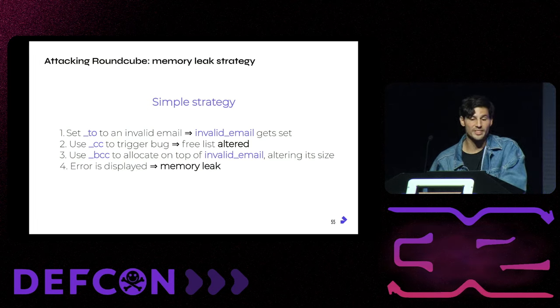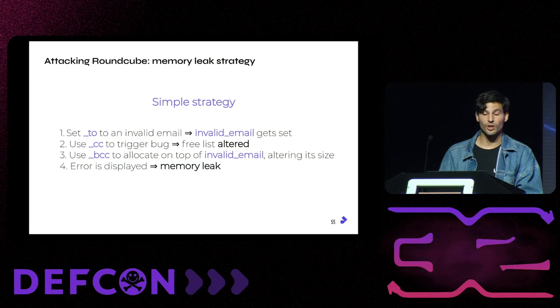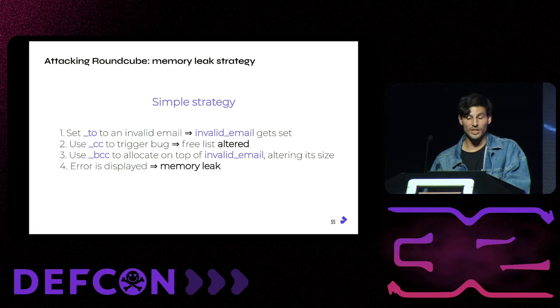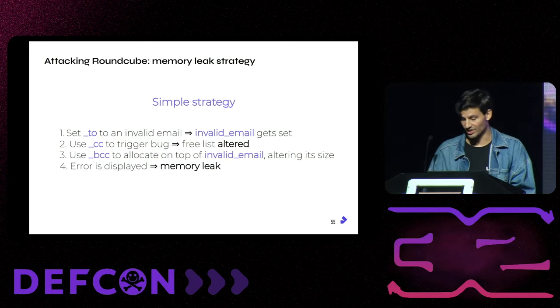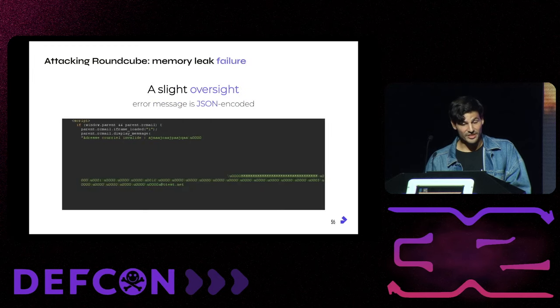And then we use BCC to allocate a few strings so that we have a string that gets allocated on top of invalid email, and this will alter its size, and therefore the error when it gets displayed will display more bytes than it should, and we will be able to get a memory leak, which is nice. So I implemented this, and it was really fast.